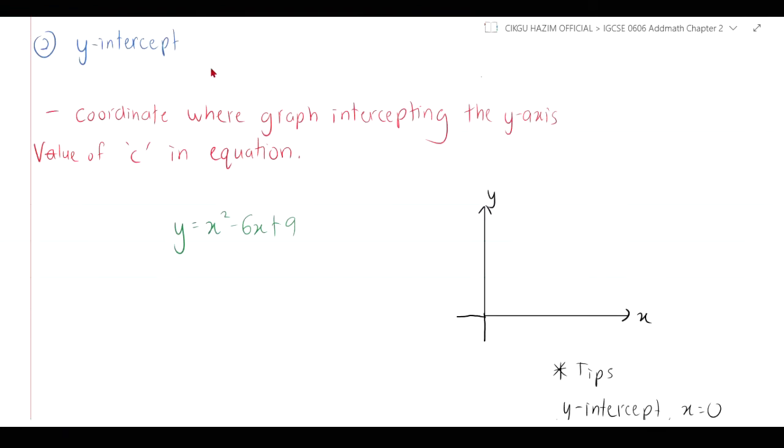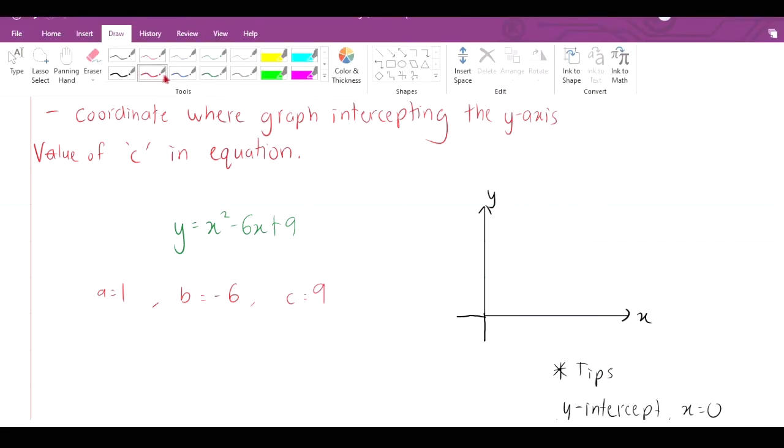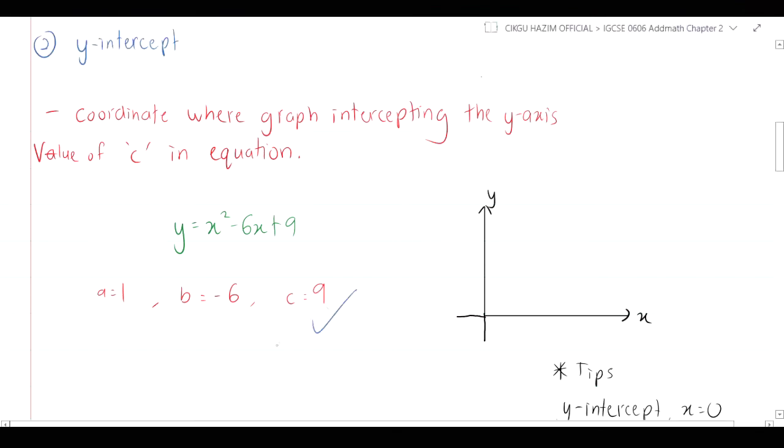So when you look at these things here, you know that the value of a equals 1, b equals -6, and c equals 9. So what is the coordinate of the y-intercept here? Straight away, you know that the y-intercept will be 9. So this is going to be the y-intercept. If I draw it in the graph here, how does it look like? It must happen at the coordinate of 0 and 9.